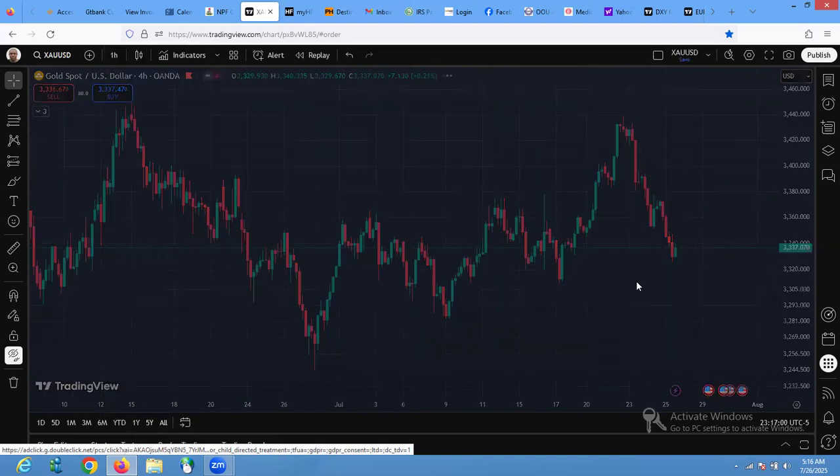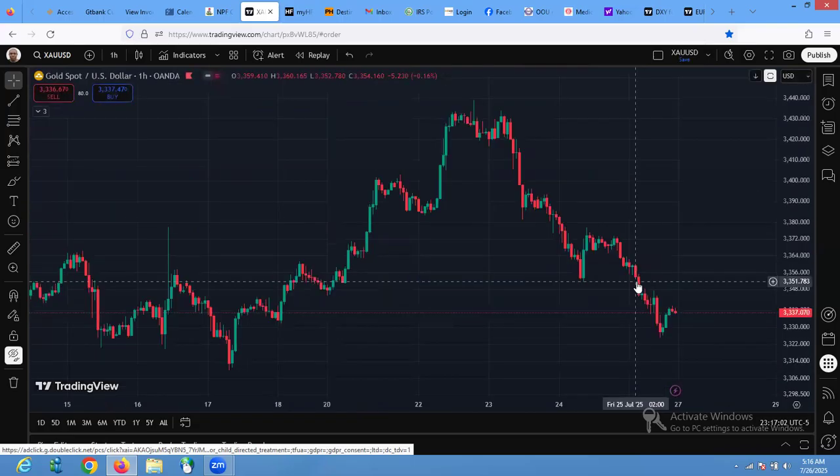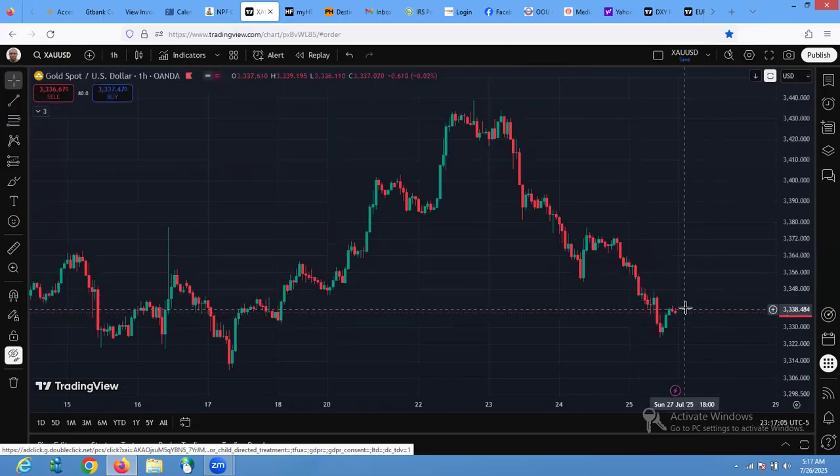On the 1 hour time frame, it's still dragging. So we need to clearly break out of here, out of 33.50 or 49, for the price to indicate that it's going to come up here to take this 33.77 area.